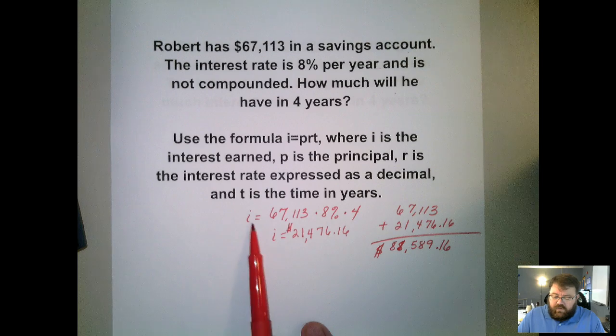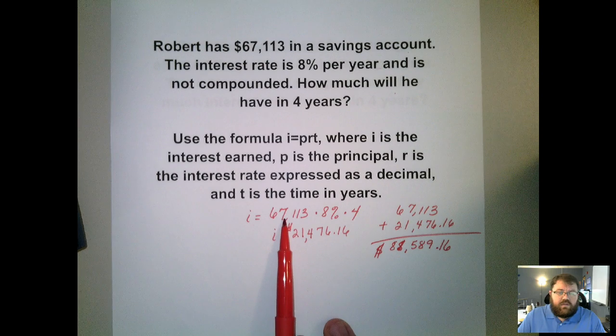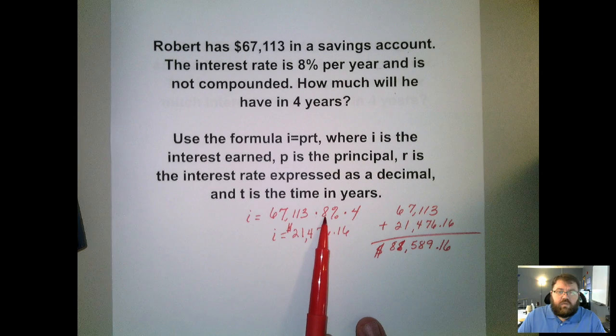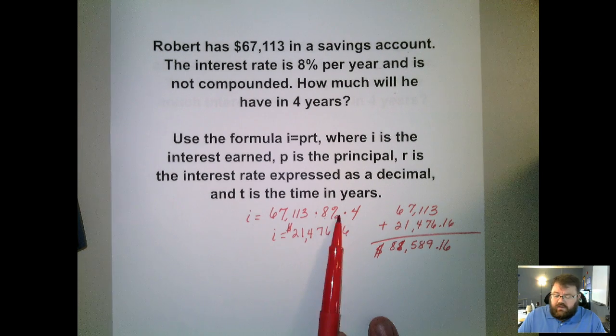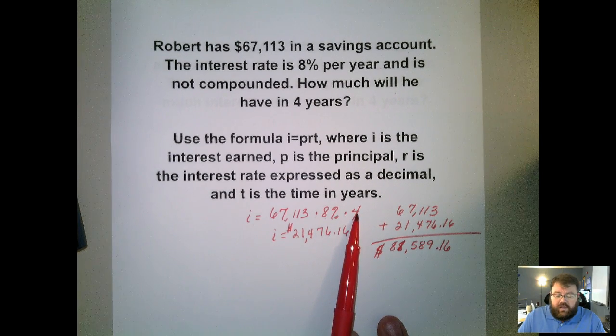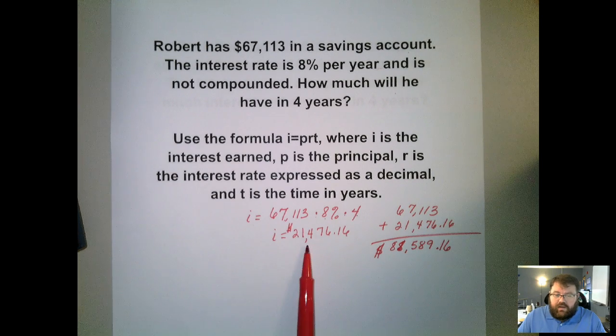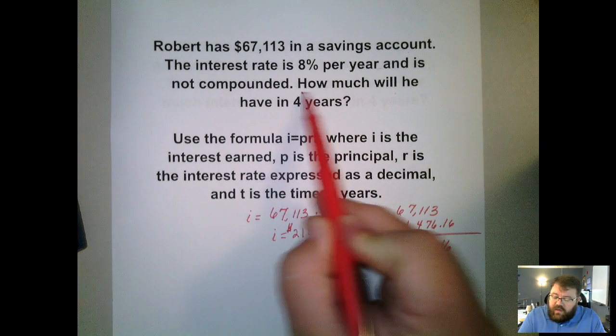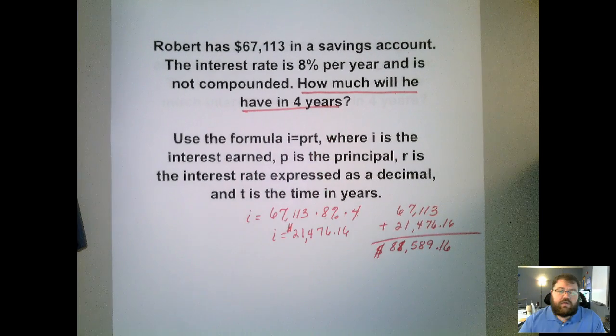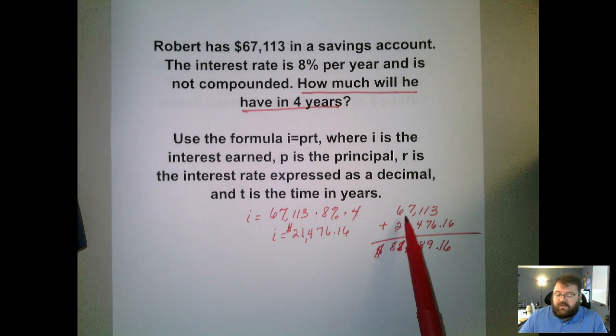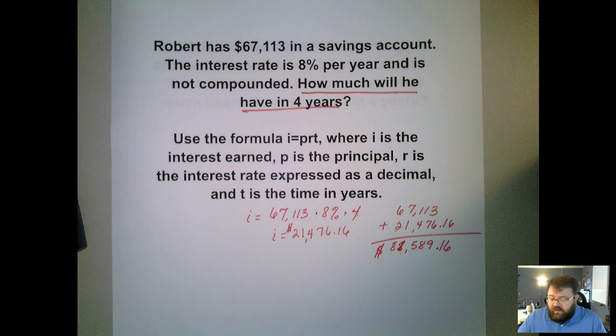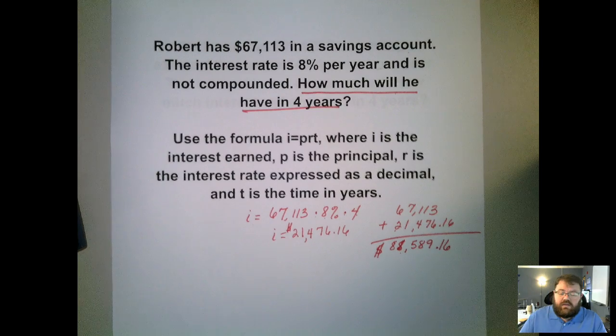Okay, so for this one, the principal was $67,113. I multiplied that by a rate of 8% times the time, which is 4 years, and I got an interest of $21,476.16. The question says, how much will he have in 4 years? So I need to add that to the beginning principal, and Robert would have $88,589.16.